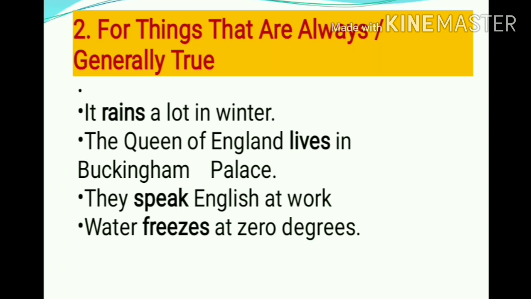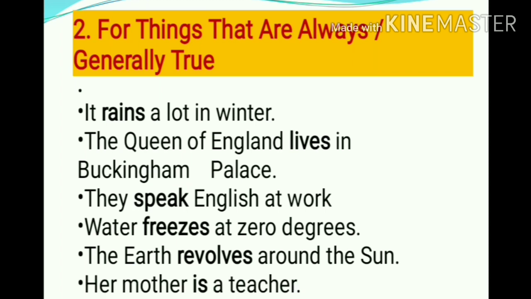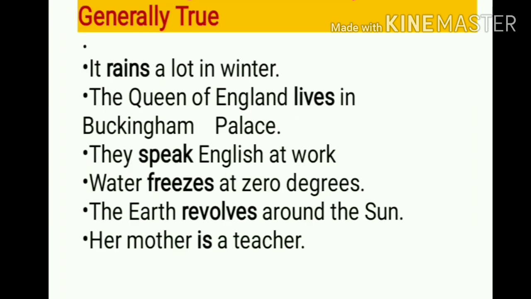Water freezes at 0 degree. Water freezes, that is a simple present form of the verb. And water freezes at 0 degree, that means पाणी 0 degree ला गोठते. Only one verb, and so simple present tense is used here. Now the earth revolves around the sun. पृथ्वी सूर्याभोवती फिरते. That is always true. That is universal truth. And so we have to make the use of simple present tense.